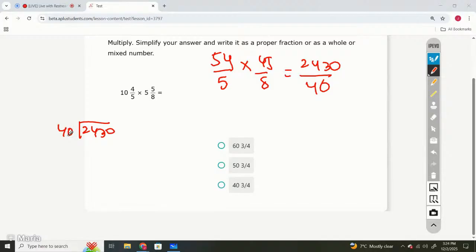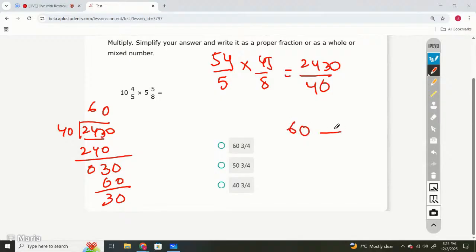2430 divided by 40. We can go for 6. 6 times 4 is 24. 3 minus 0 is 3. 4 minus 4 is 0 and 3. 40 times 0 is 0. So we have a remainder 30.